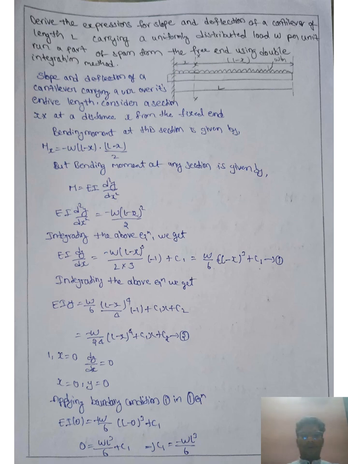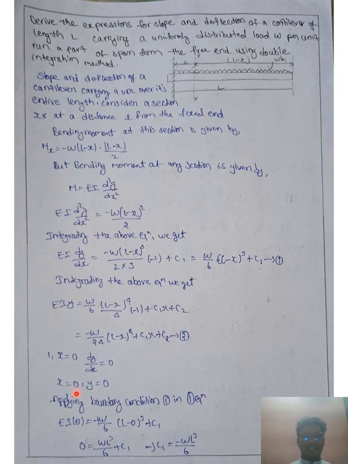First we want to find the constants C1 and C2 in the equation. Again we integrate this equation. We get E I y equals minus W by 24 (L minus x) power 4 plus C1 x plus C2. It is denoted as equation number 2.